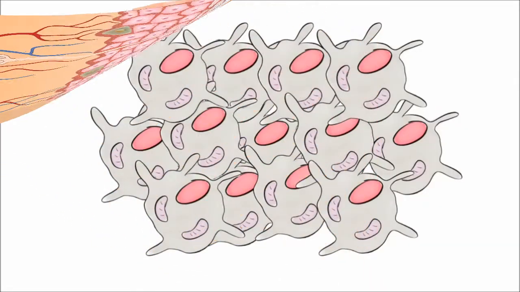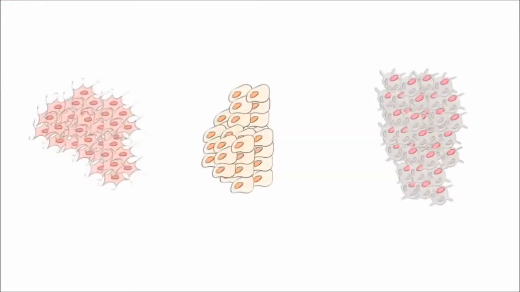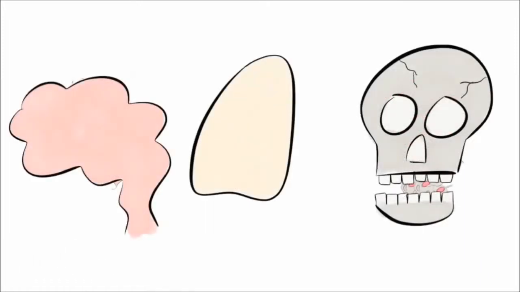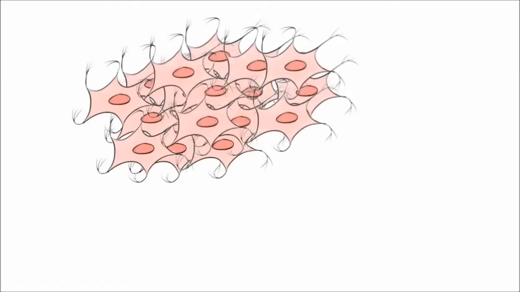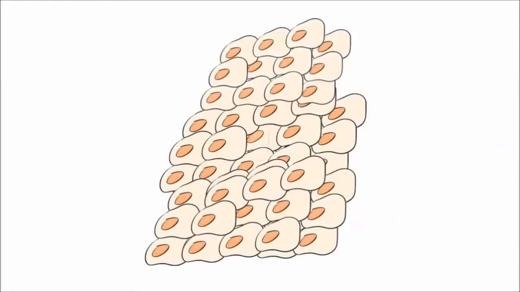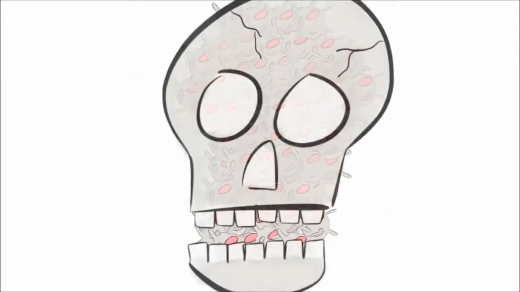When a group of tissues that perform a specific function join together, they form organs. Brain tissue comes together to make your brain. Your brain is an organ. Lung tissue comes together to make your lungs. And bone tissue comes together to make individual bones.